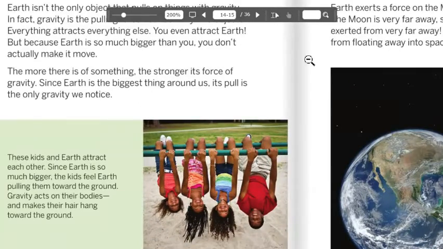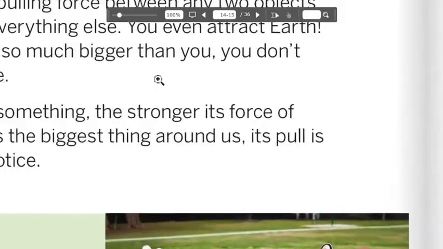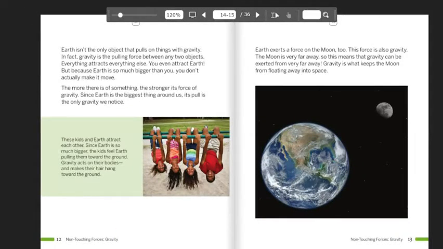Earth isn't the only object that pulls on things with gravity. Sorry guys, I'm trying to zoom in just a little bit. There we go. Earth isn't the only object that pulls on things with gravity. In fact, gravity is the pulling force between any two objects. Everything attracts everything else. You even attract Earth. But because Earth is so much bigger, you don't actually make it move. The more there is of something, the stronger its force of gravity. Since Earth is the biggest thing around us, its pull is the only gravity we notice.